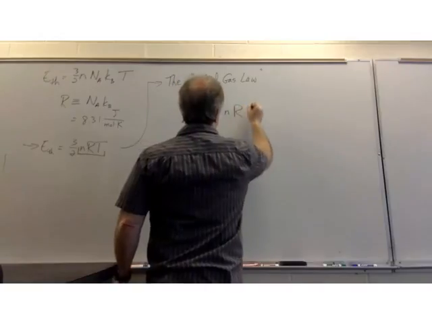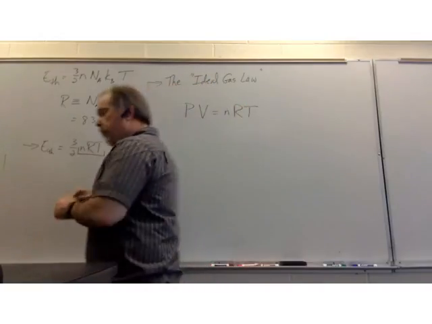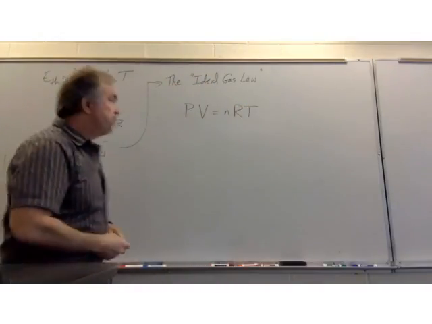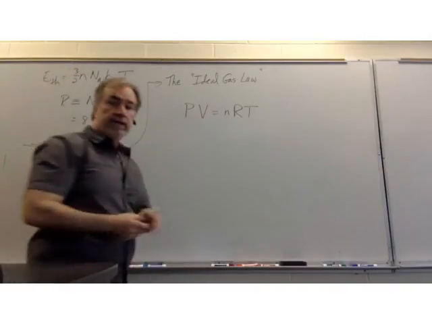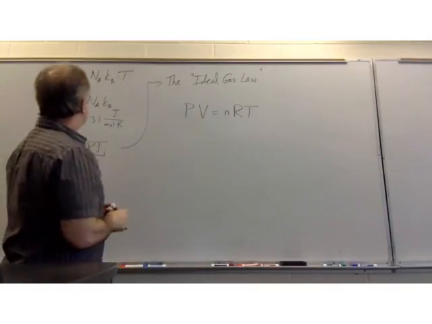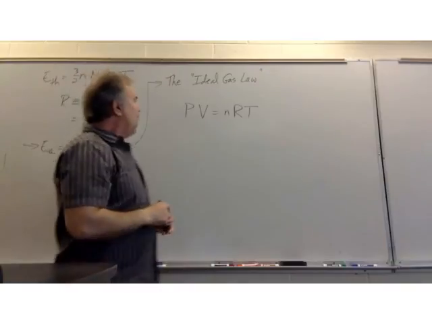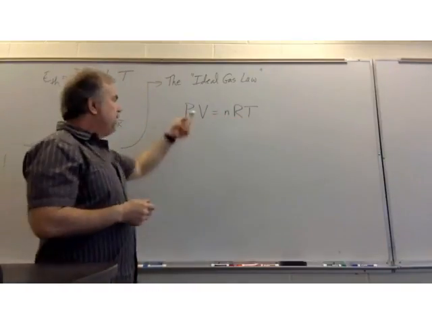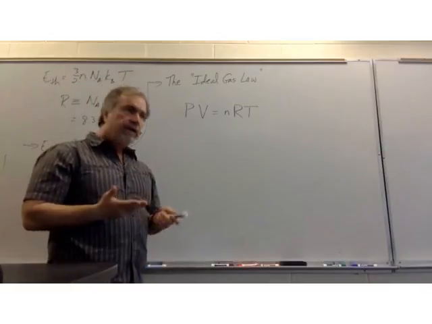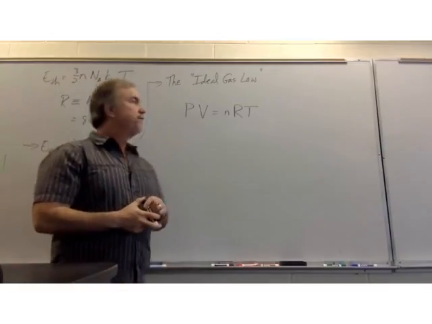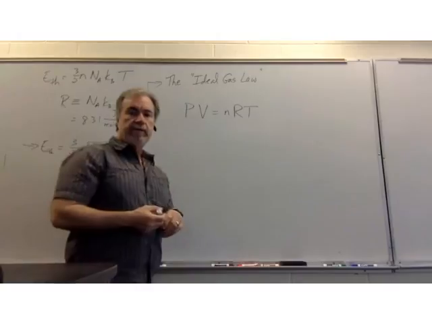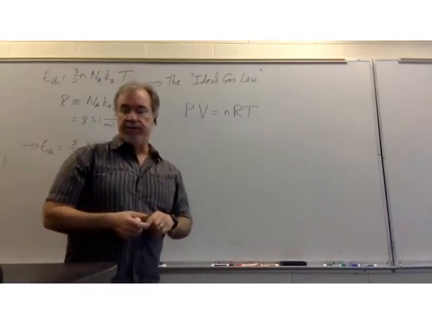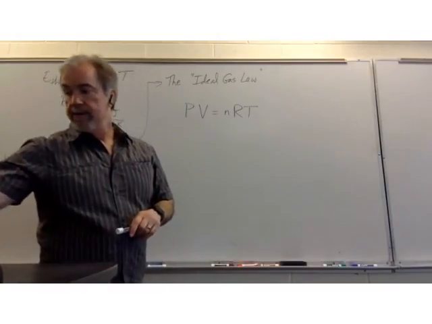PV equals nRT. Here's some things to point out. First of all, there's no 3 halves here, so that tells us we have to look at something. Then too, n, R, and T we've talked about, but P and V we have not yet talked about. Now, you probably have a reasonably good idea of what those are, but I better not assume that. In any case, I have my own things I want to say about them.